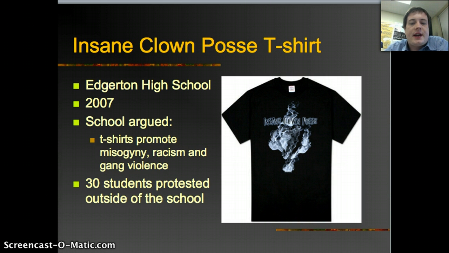Here's one that comes right out of Edgerton High School back in 2007. It says Insane Clown Posse, a music group. And the school argued that these t-shirts promoted misogyny, racism, and gang violence. Misogyny meaning hatred or mistrust towards women. 30 students protested outside the school. However, the school was in the right. They felt that this would cause a disruption and that it was inappropriate. That's what happened.